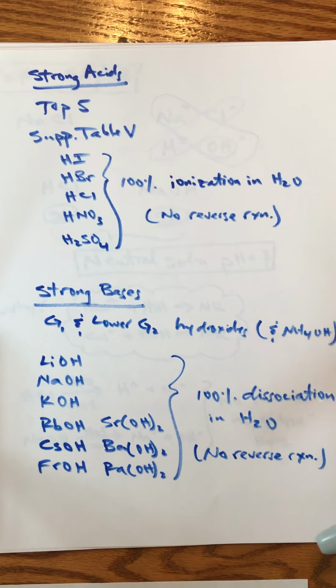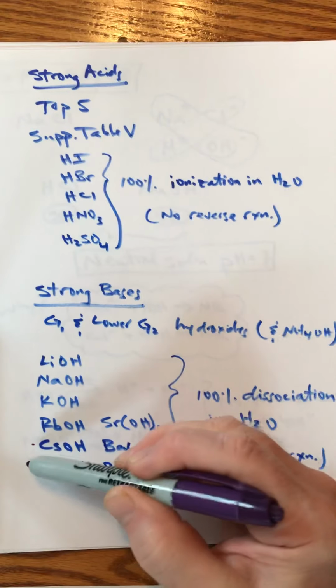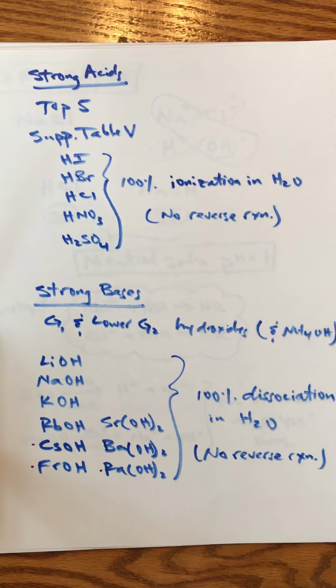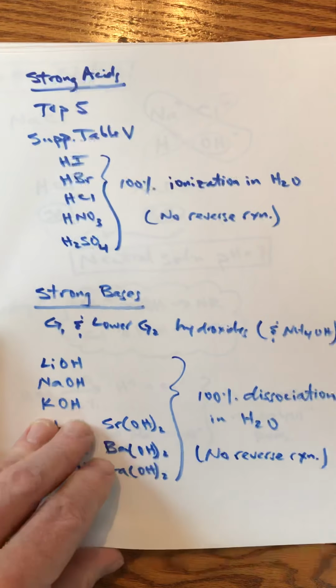Now, realistically, we're probably not going to deal with cesium, francium, or radium because they're radioactive, and their radioactive properties would kind of supersede their chemical properties. So we'll avoid those as well. Let's go through some examples.